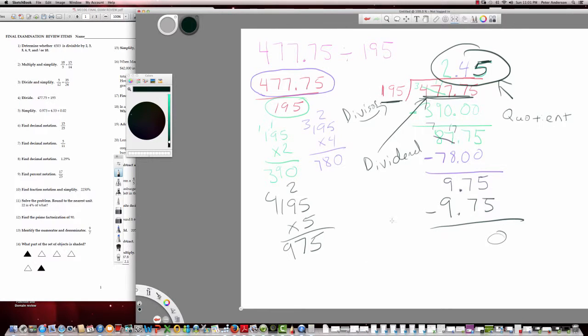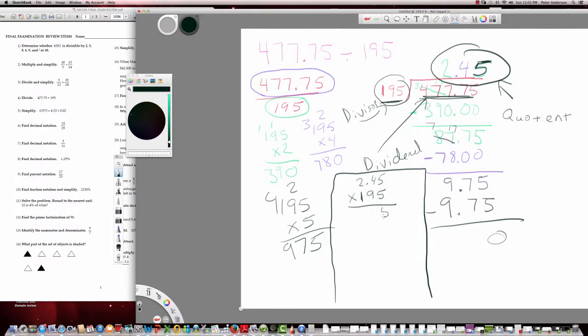Now, one more thing we could do. I don't want to write this out, but I could multiply this number and this number together. And if it gives me 477.75, then I did the problem correctly. And so this is a really nice way to check that you really did get the correct answer. And you know what? I was getting lazy, but let's just multiply these together and see what we get. I'm going to put 2.45 on top. I'm just going to multiply it here. Let me give myself a little space.